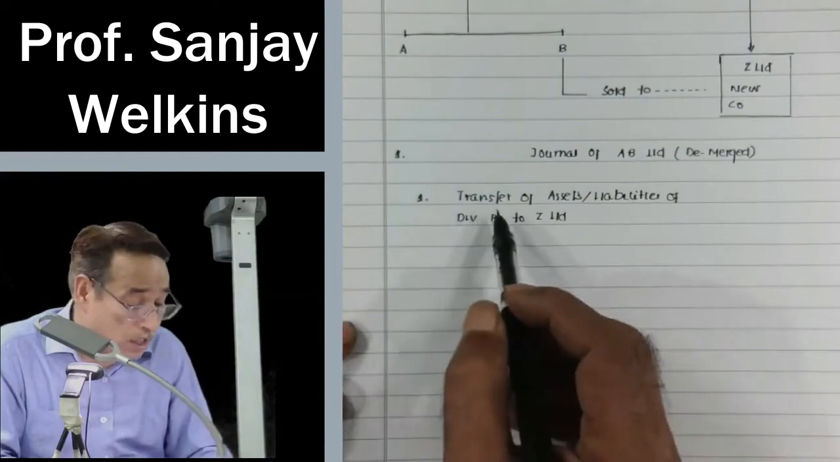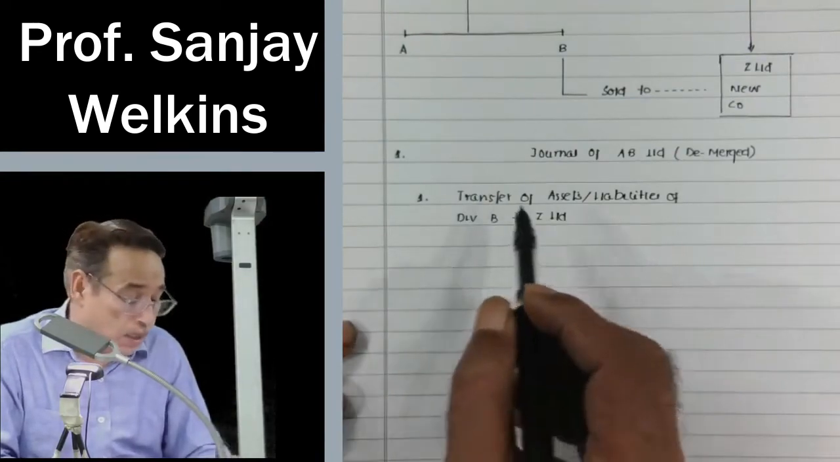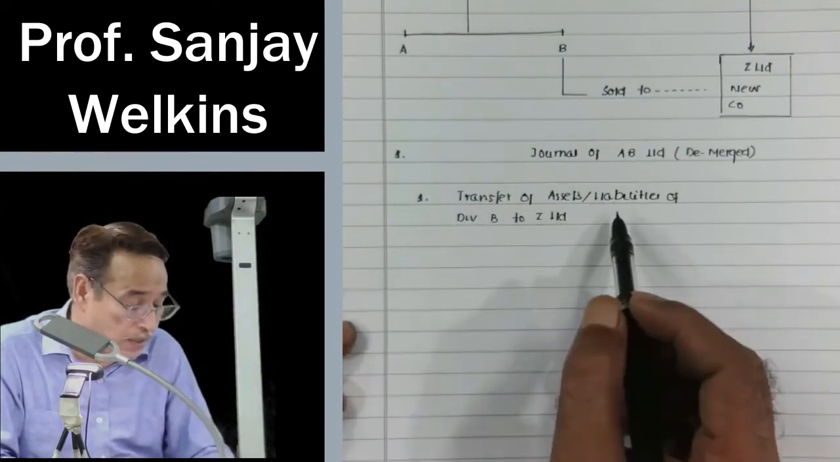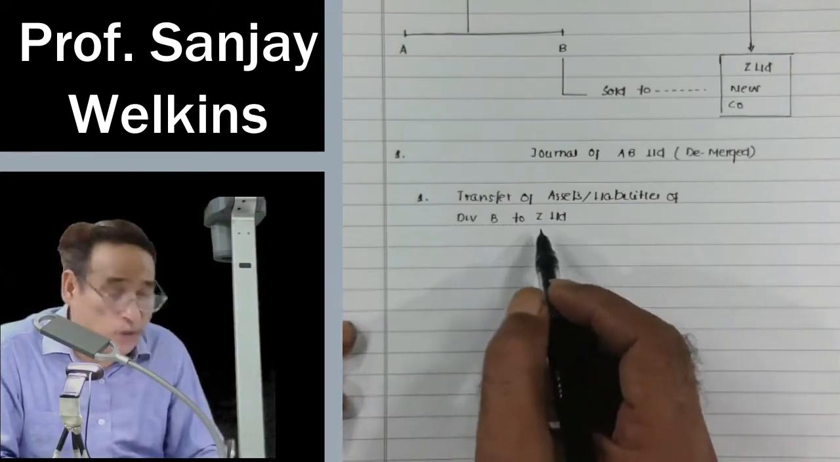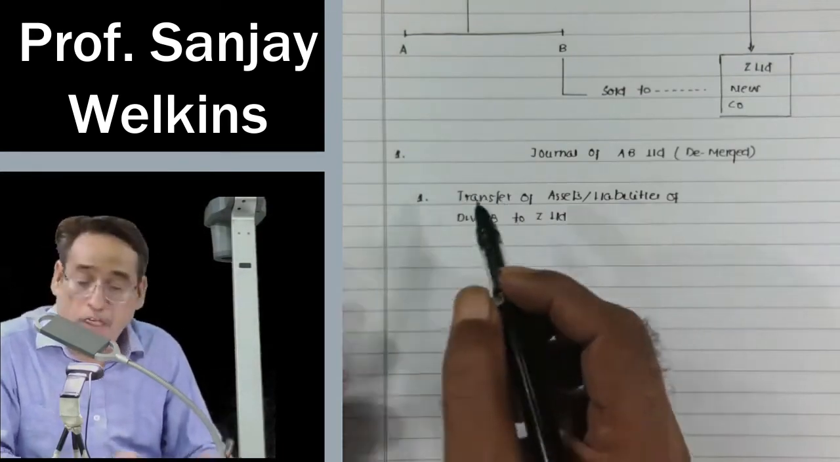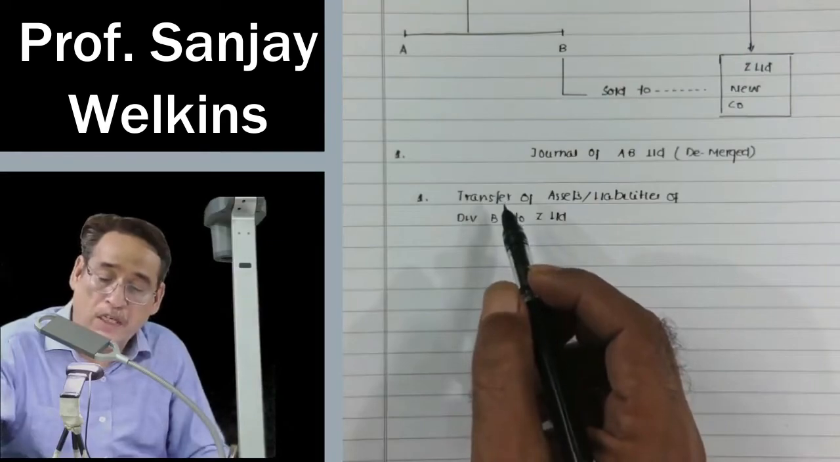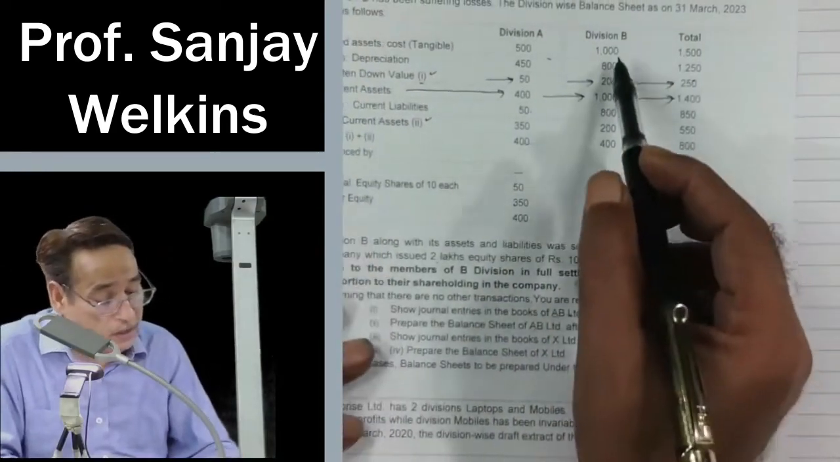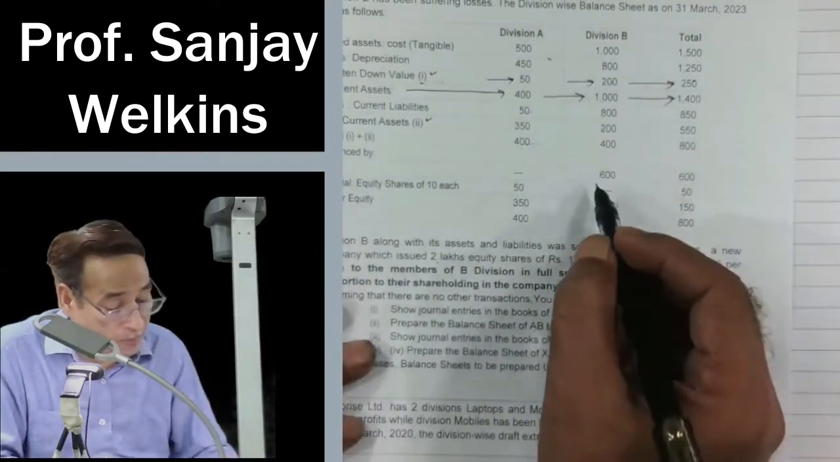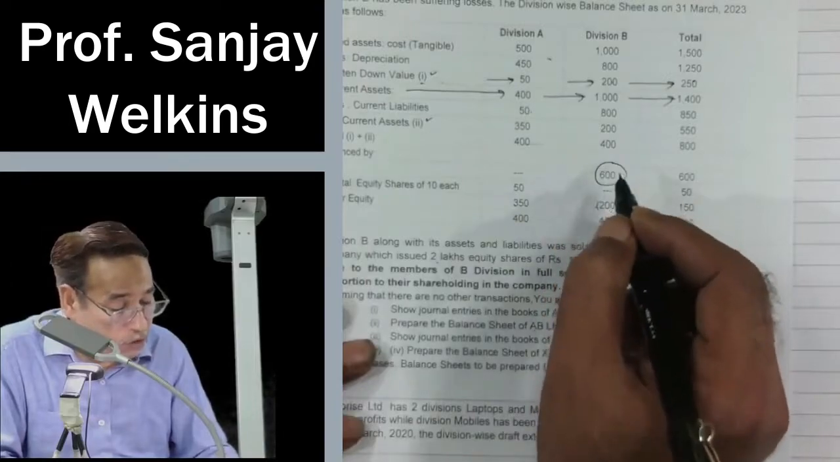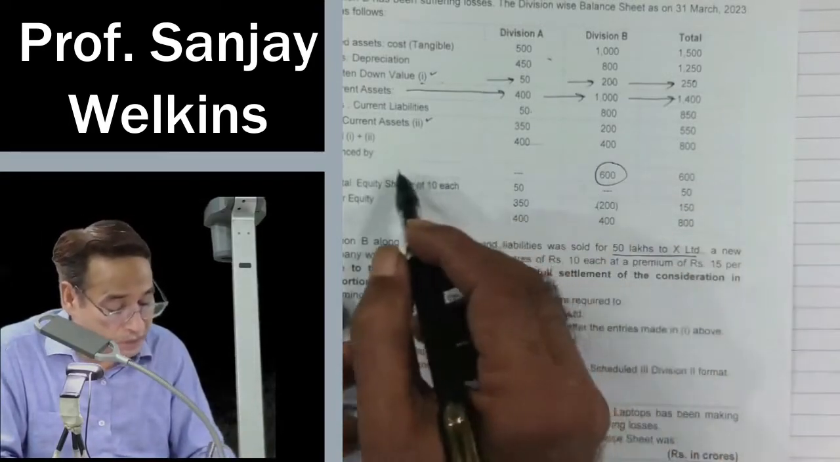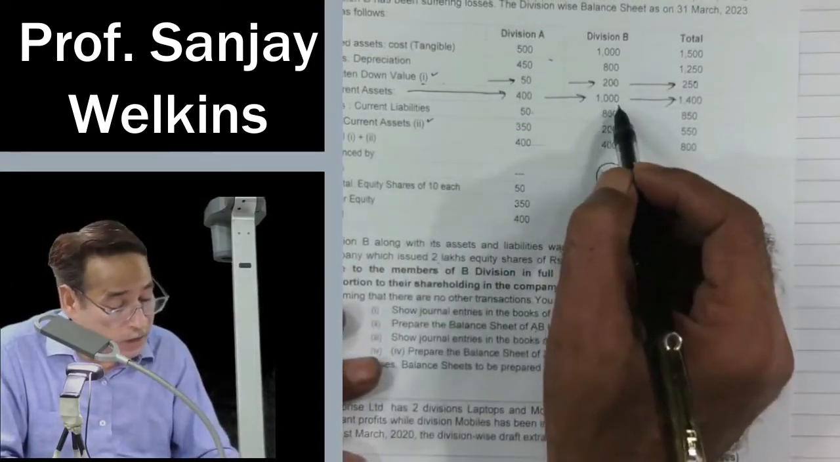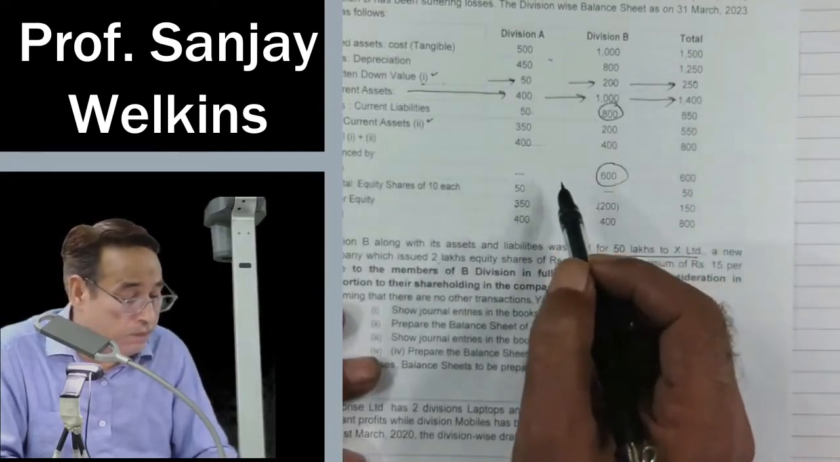Anyway, transfer of assets and liabilities. As far as transfer of assets and liabilities are concerned, this will be our first step. So we will now check the question and try to consider all the assets and liabilities of Division B Limited. This is the balance sheet of Division B Limited. They have got loans worth rupees 600 lakhs, correct? And they have got current liability to the extent of 800.